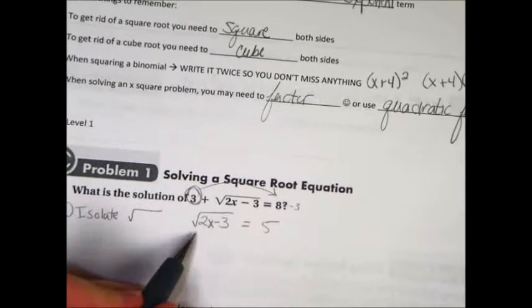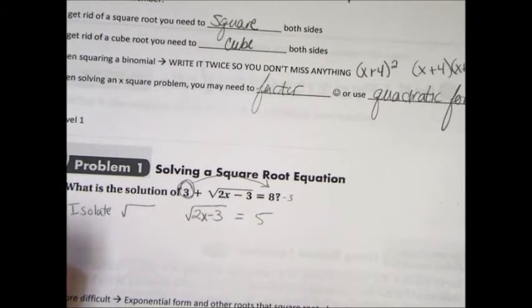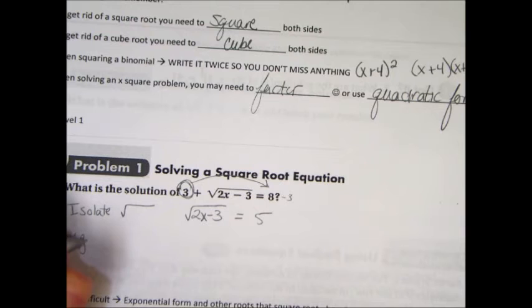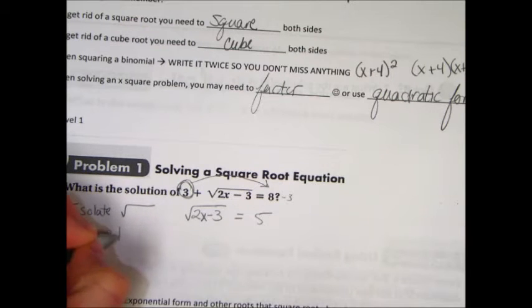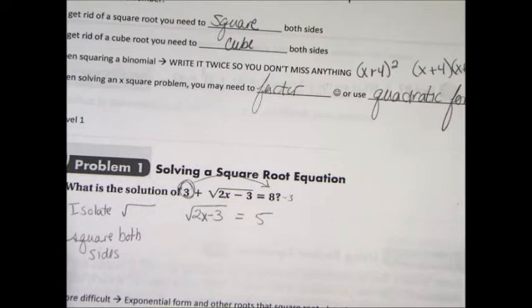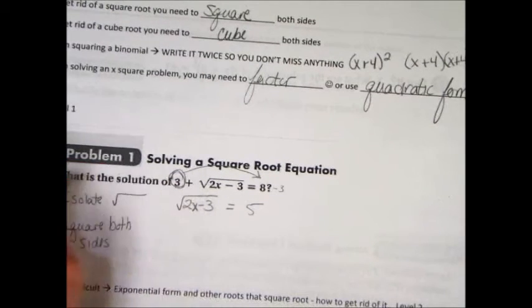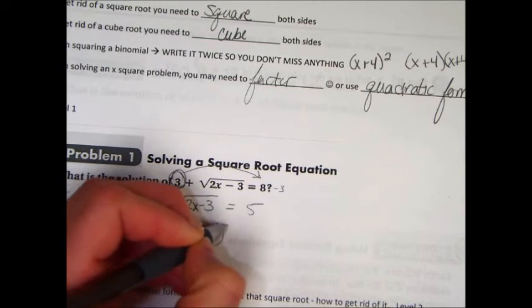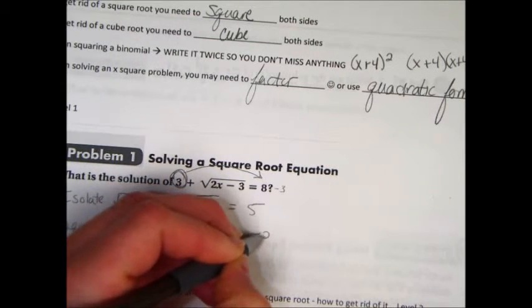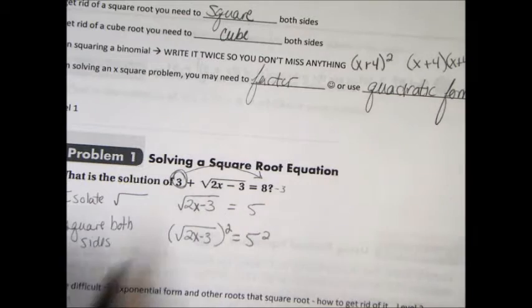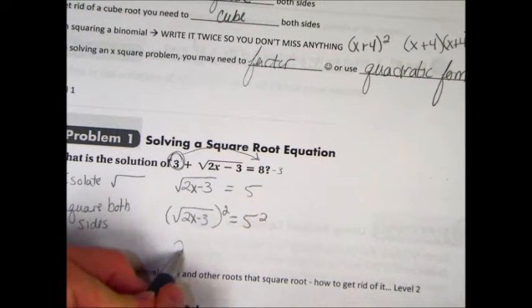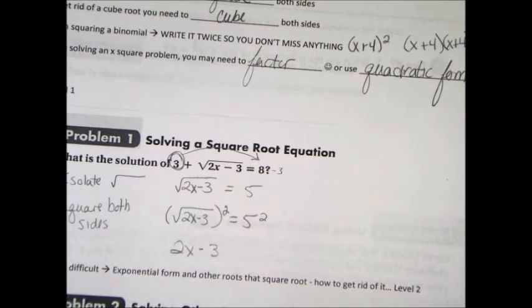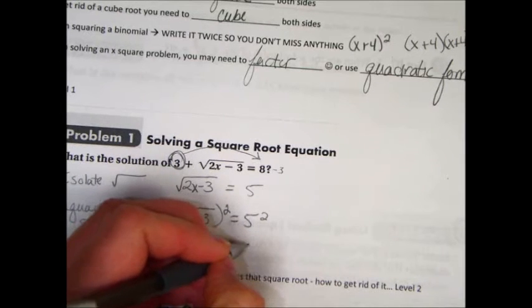Step 2, now that it's isolated, square both sides. Why would I square both sides? To get rid of the square root. Alright, so I'm going to do a square here around 2x minus 3. I'm going to put squared around my 5. Now squaring this is going to give you 2x minus 3. Squaring 5 is going to give you 25.